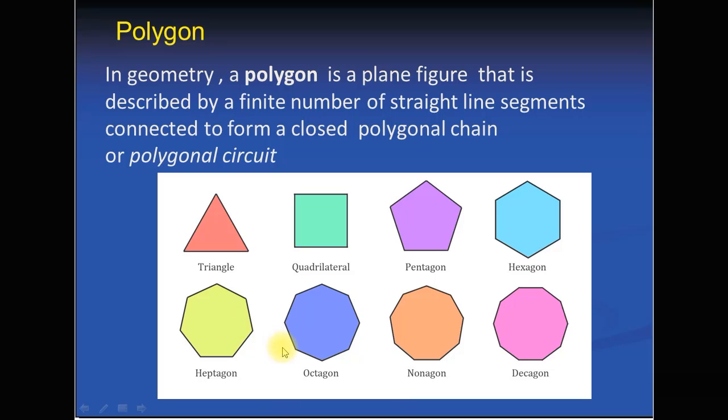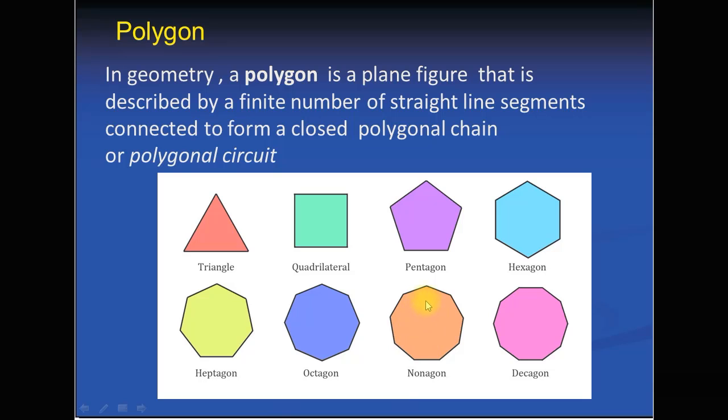And octagon. Octagon is also a type of polygon. In octagon there are 8 sides connected to form a closed polygonal chain. For example, there are 8 line segments: 1, 2, 3, 4, 5, 6, 7 and 8. So in octagon there are 8 line segments connected to form a closed polygonal chain.